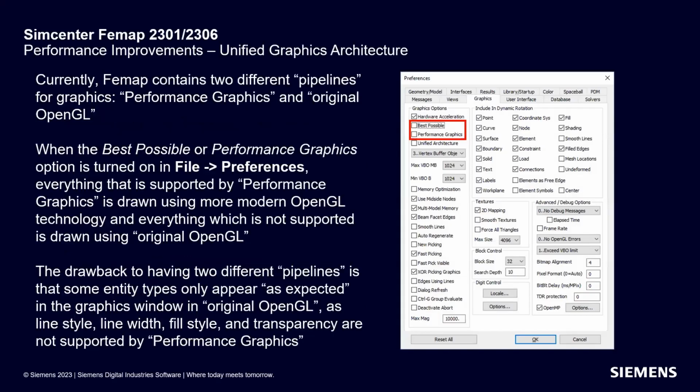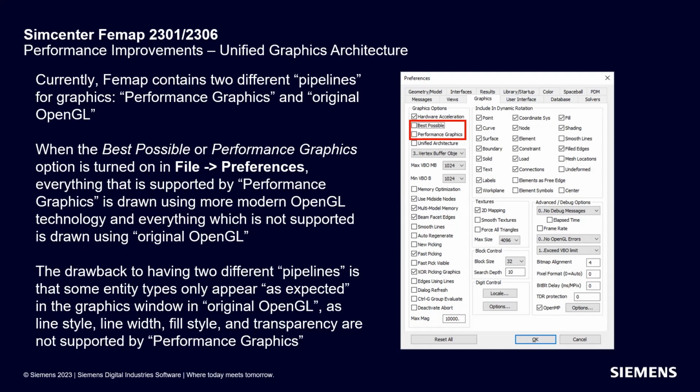Some performance improvements: 2301, and then we fixed some things and added a few more things for 2306. In Femap, we have two different pipelines: performance graphics and original OpenGL. When you're in best possible or performance graphics in file preferences, you're using the performance graphics pipeline.